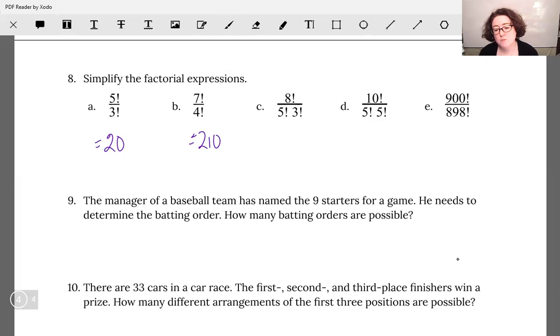Be careful when you have multiple values. So if we're doing 8 factorial divided by 5 factorial times 3 factorial, just make sure that you're careful of where you're plugging things in your fraction. As long as you're careful with that, then you're good to go.